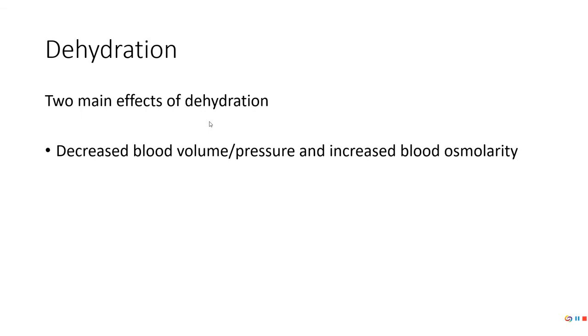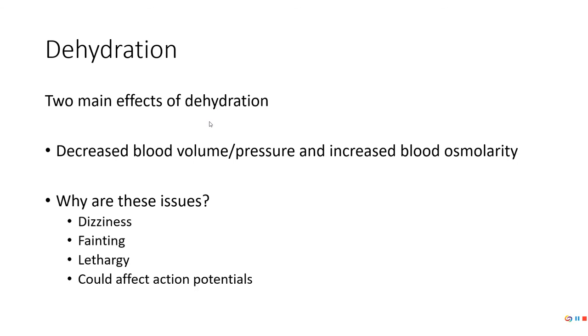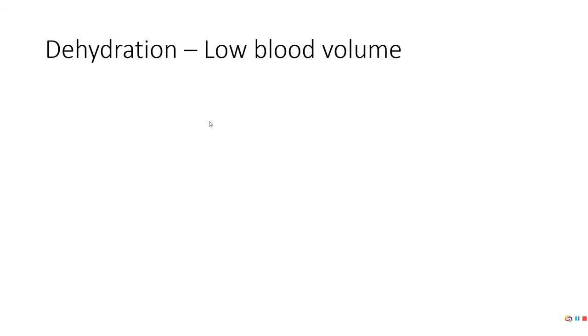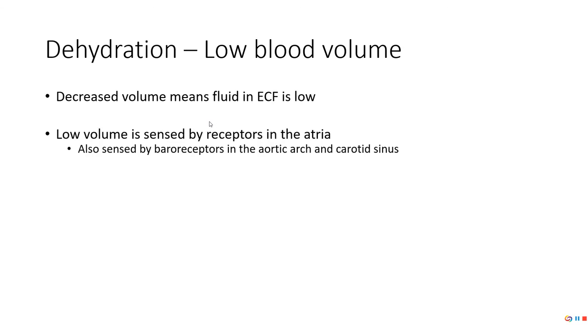And so why are these issues? Well, they can lead to dizziness, fainting, lethargy. I never know how to say that word. It could also affect action potentials. So let's take this from a low blood volume standpoint. If I have low blood volume, that means the fluid in my extracellular compartment is low, so like low plasma volume. This is sensed in your atria by those baroreceptors we talked about. And there are also baroreceptors in your aortic arch and your carotid sinus.